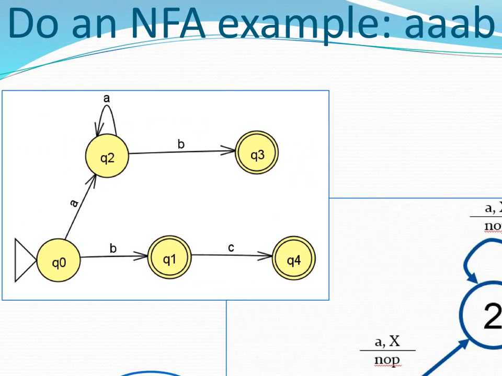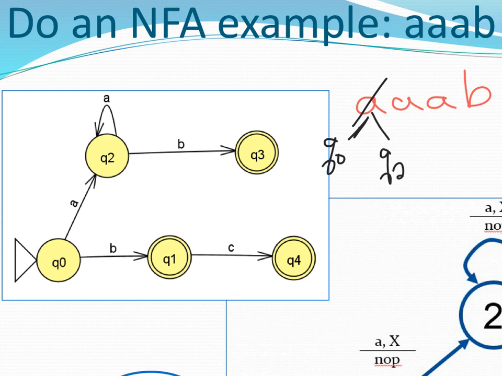for the string A A A B. So if we have the string, then we start at Q0, and we see the letter A, so we process it and we go to Q2. So let's get rid of that one, and now we know we're at Q2. Maybe we say, this is kind of the notation I sometimes use: you started at Q0, we saw an A, so now we're at Q2. And then we see another A in our string, so we're just going to loop and stay at Q2.